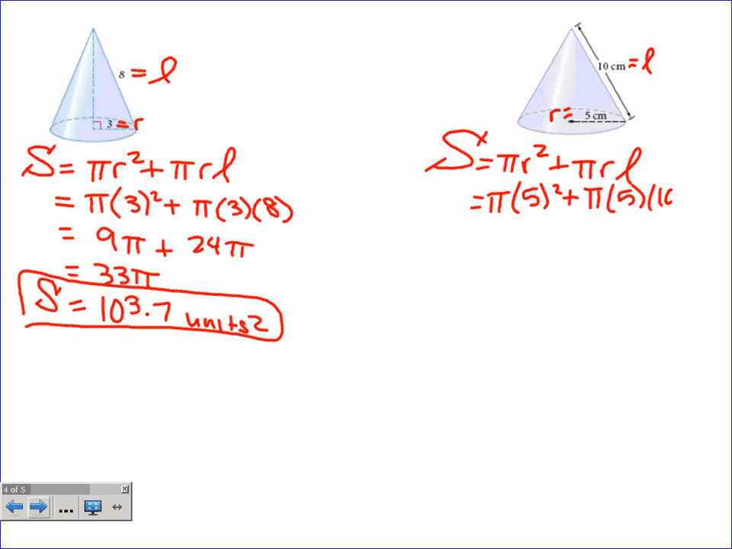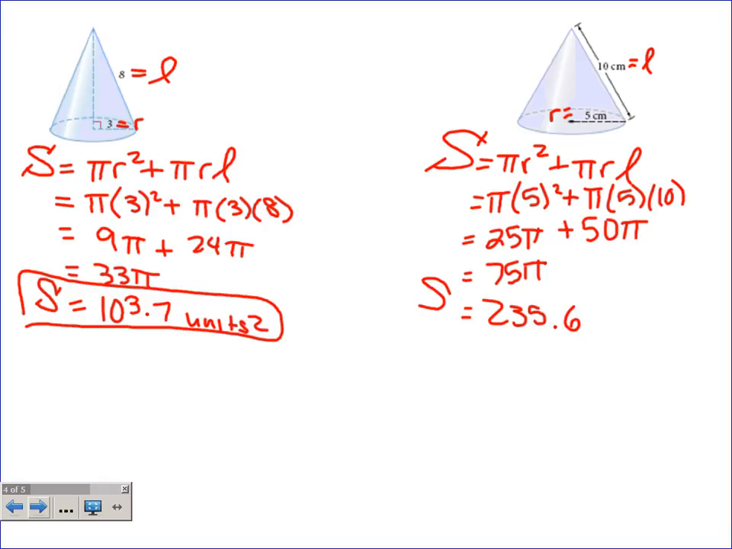There it is. That's not too tough, right? 5 squared is 25 pi. This would be 50 pi. Total of 75 pi. And then when I use my pi button in my calculator and round to the nearest tenth, it's 235.6. What would our units be? Square centimeters.